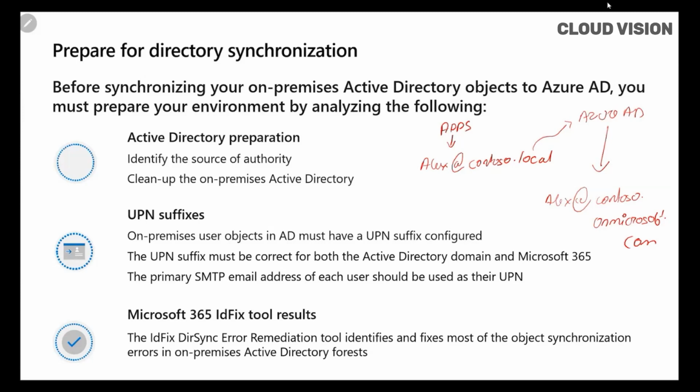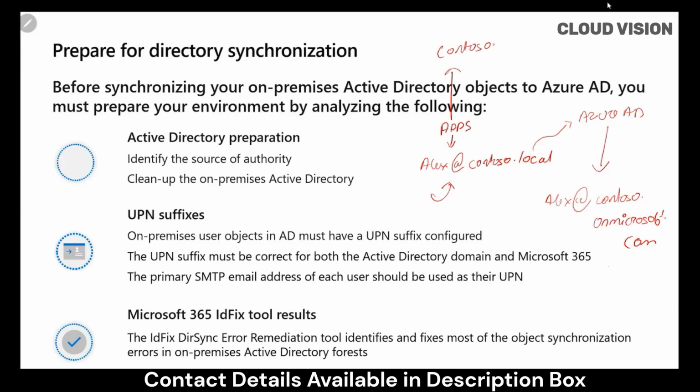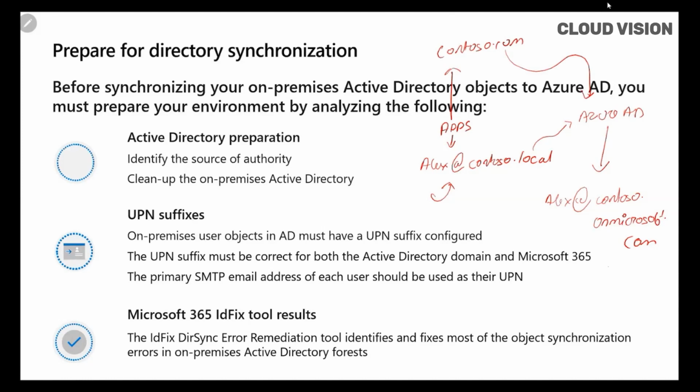So you have to make sure that you fix all of these issues with UPN suffixes. If you have any custom domain integrated with your on-premise Active Directory, like contoso.com, make sure that you add this custom domain in your Azure Active Directory as well, so that the common usernames or SMTP addresses will be used when you create emails and usernames across both platforms.